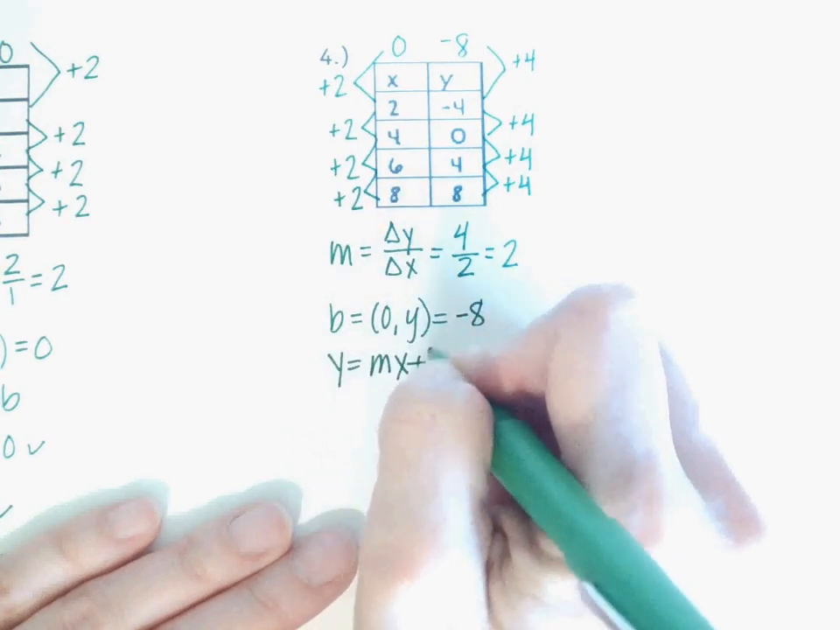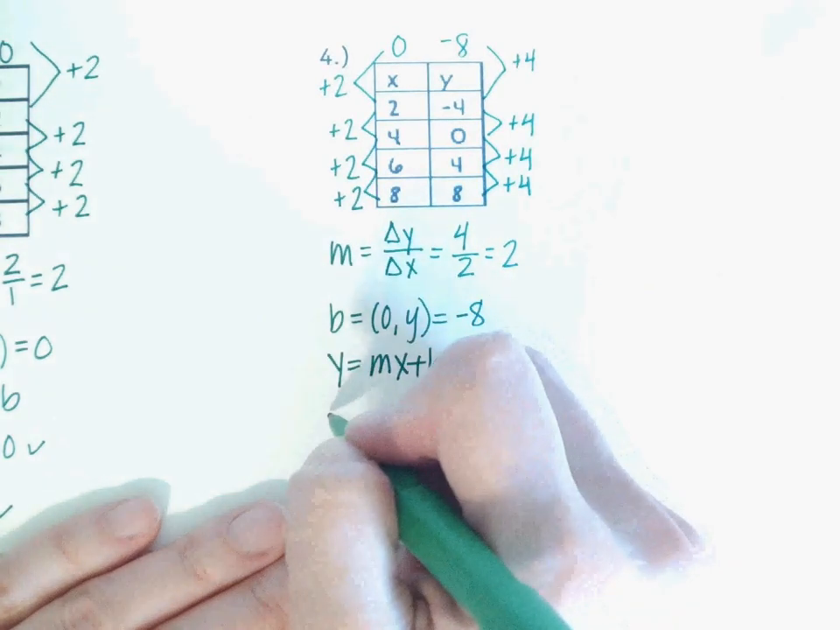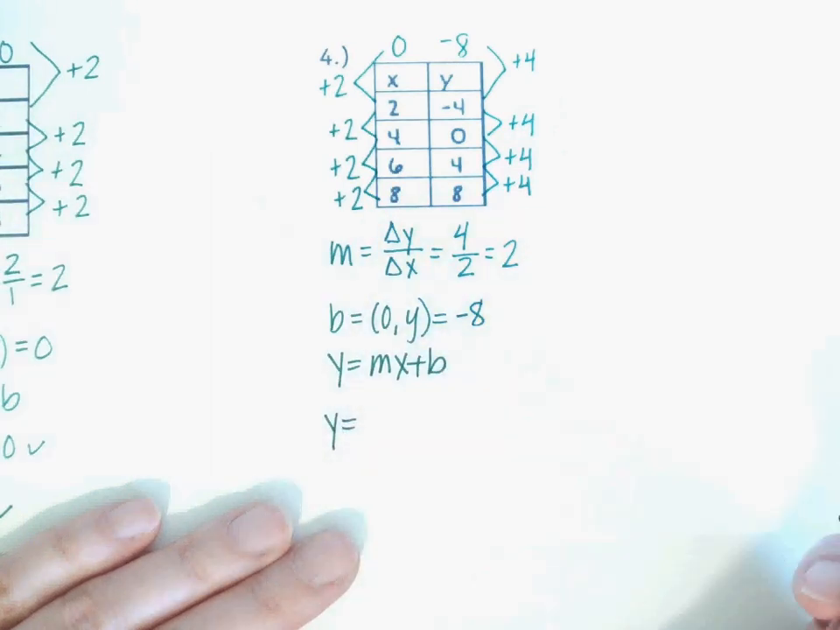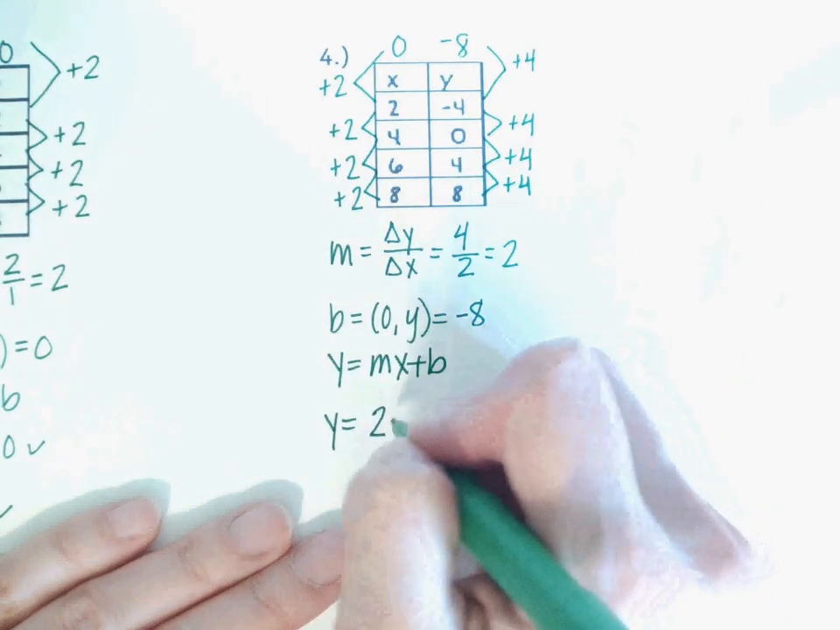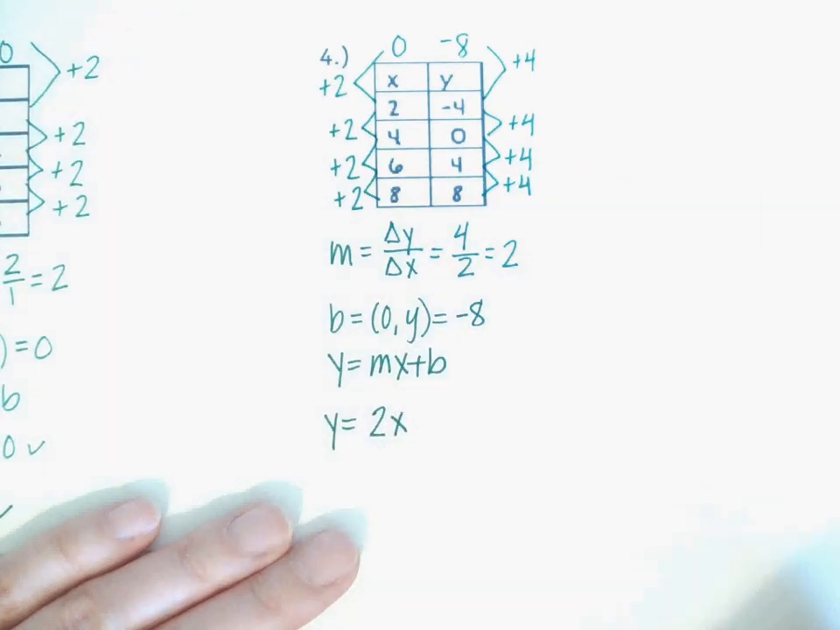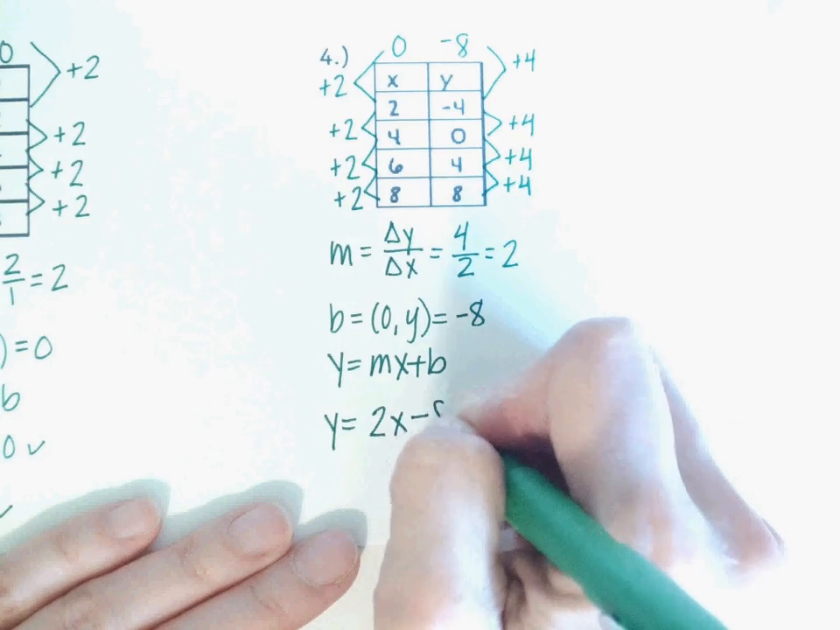y equals mx plus b, that's the equation we're using. In my last step, the y is dropped down. Instead of writing m, we found that slope is 2. The x is dropped down, and instead of writing b, it is negative 8.